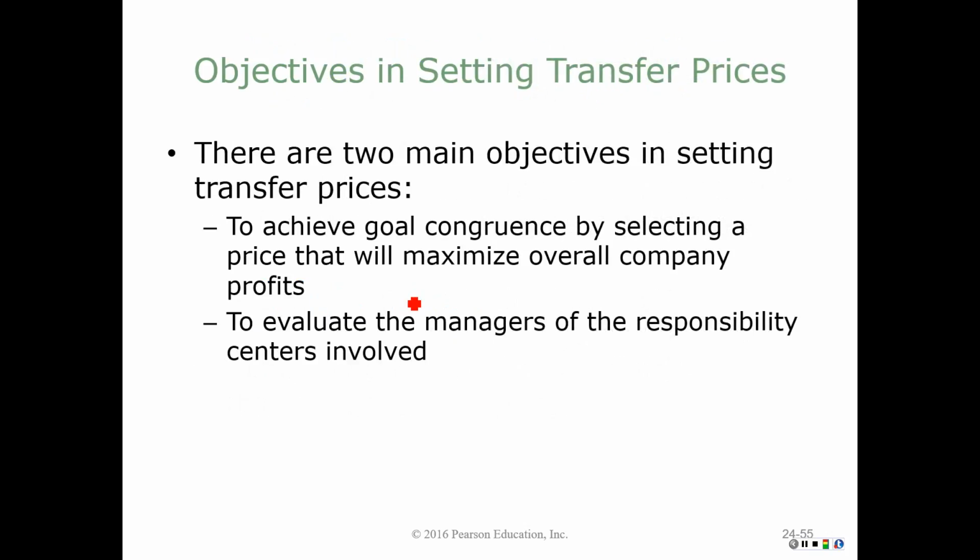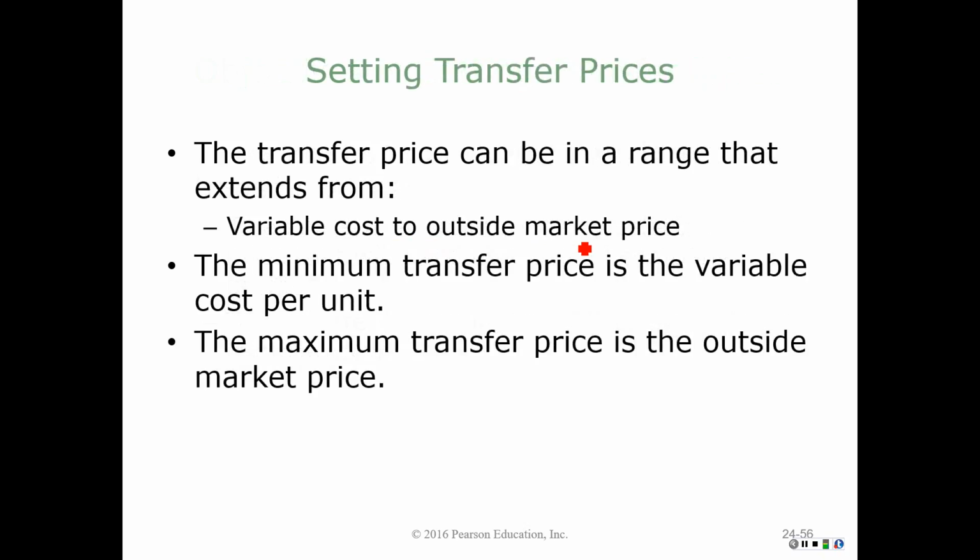When we're trying to set transfer prices, your book says there are two main objectives. Okay, we certainly want goal congruence within our organization. Because we're all part of one main organization, we want to maximize profits for the organization as a whole. But we also need to be able to evaluate the managers of each different division. So we have a transfer price that your book says can range from variable cost to the outside market price. Let's talk about this first.